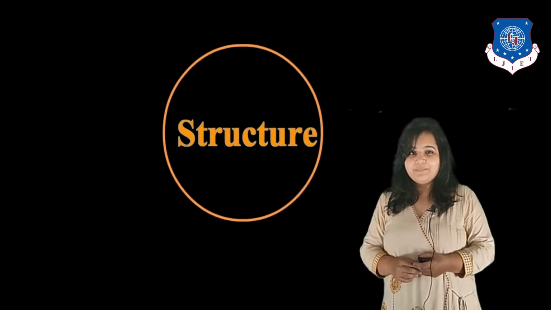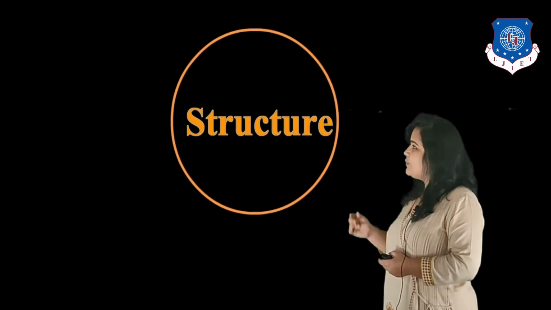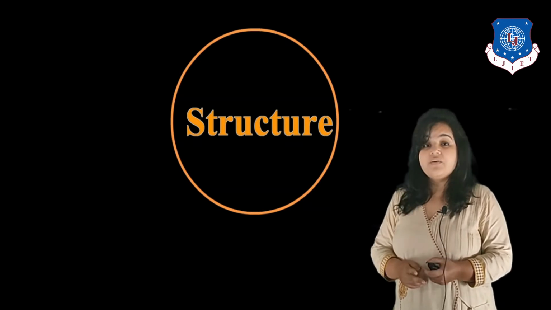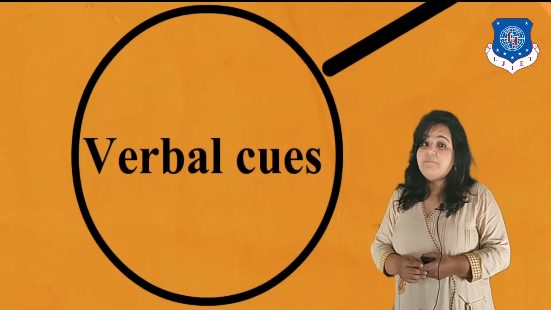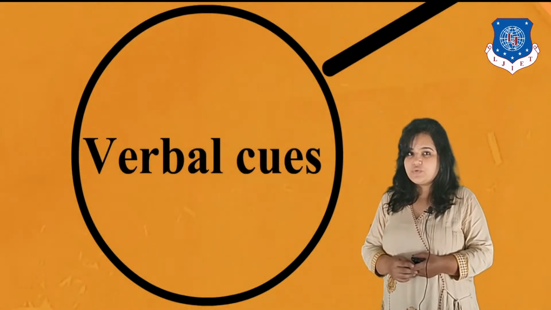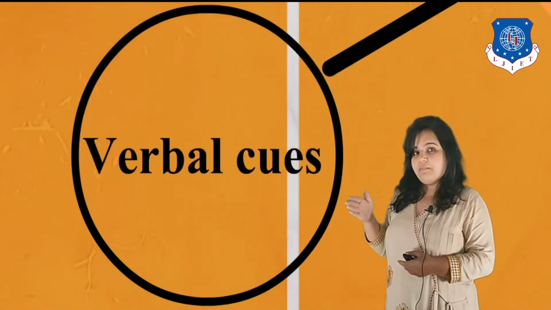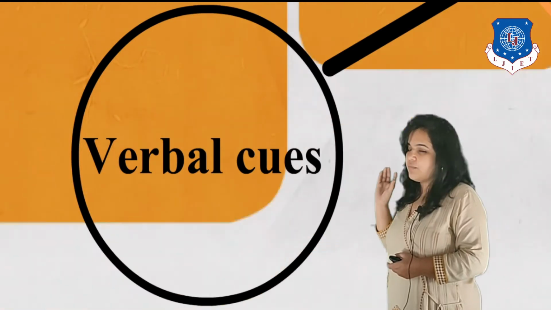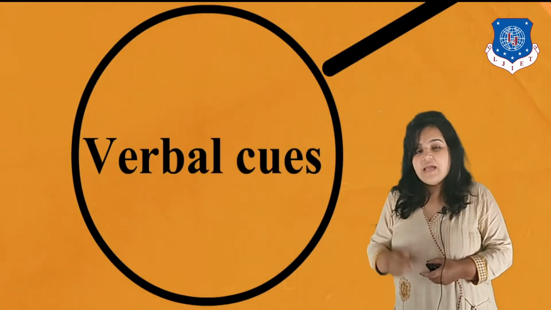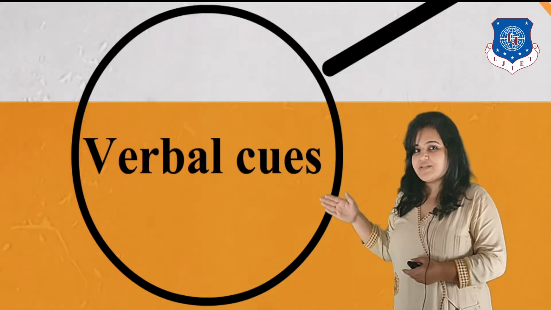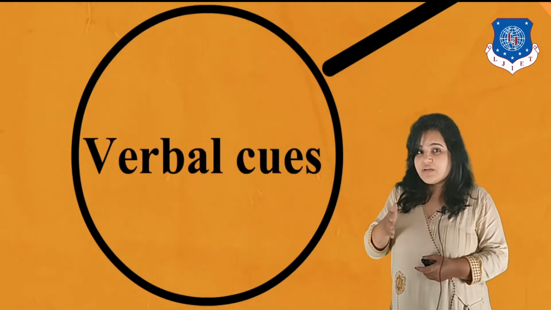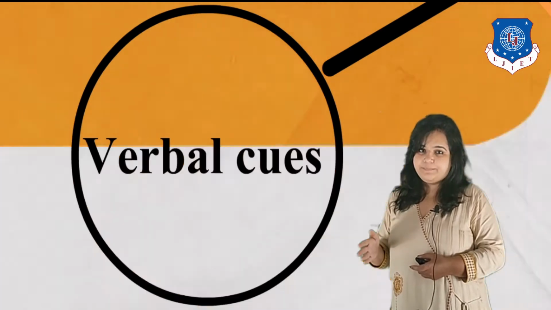Moving forward, let us see how you can organize the structure. How should the structure be? Firstly, make use of proper verbal cues. What is meant by verbal cues? If you are talking about some parallel objects, then use parallel language, use parallel vocabulary. If you are talking in past tense, talk in past tense throughout the document. If you are talking in future tense, talk in future tense. If you are talking in present tense, talk in present tense.